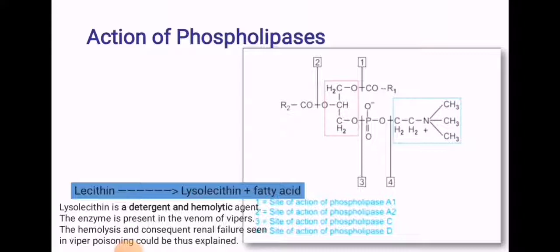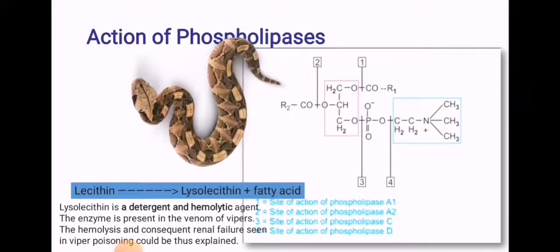So lysolecithin, how is it formed? You might have known that snake bite is very poisonous, and it can lead to multiple organ failure, which may lead to death. So what is there in the venom of vipers, the snake venom poison? That is phospholipase A2.